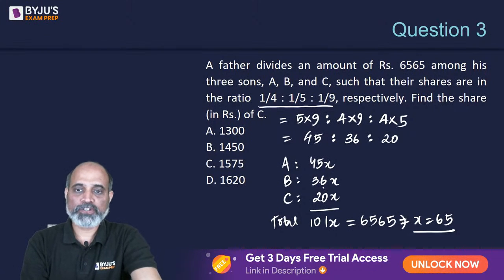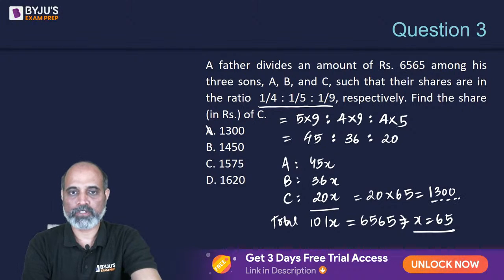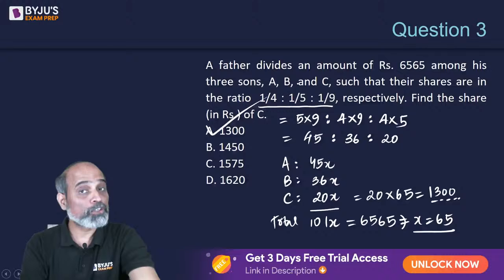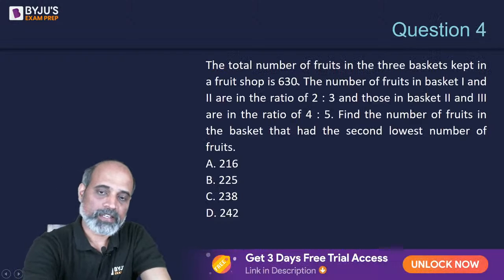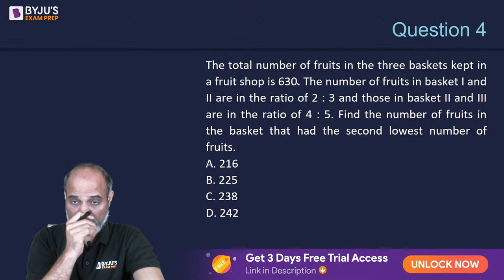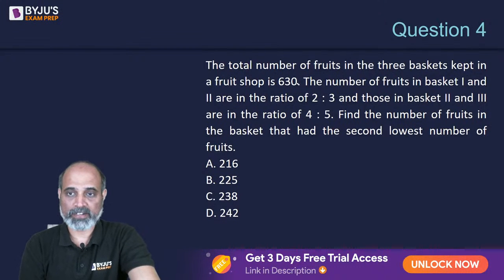So find the share of C. Share of C is going to be 20x, which will be 20 into 65. 65 into 2 is 130 followed by a 0. So 1300 is what we are going to have as the share for C. Okay. Option A.